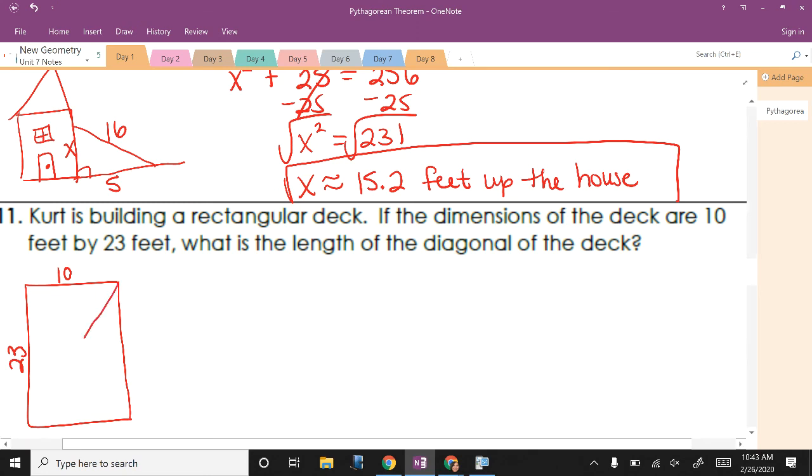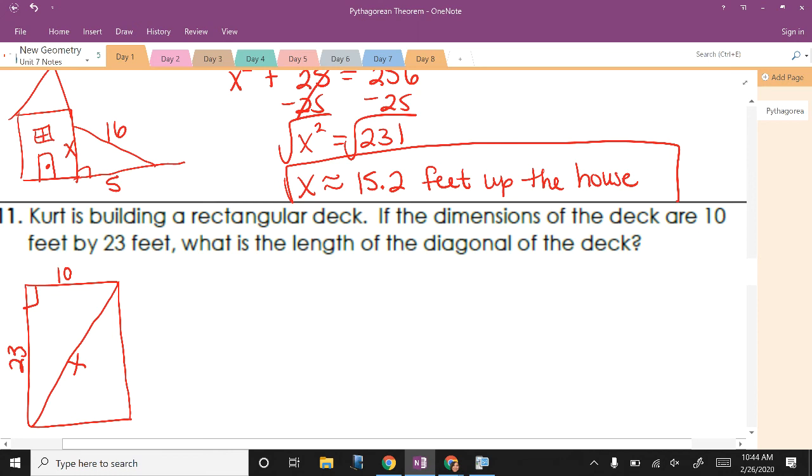From one corner to the opposite corner, right? And these are rectangles, so rectangles have 90-degree angles. So if I'm looking for the length of a diagonal, I'm looking for what of a right triangle? Hypotenuse. Yes, a diagonal of a rectangle will always be the hypotenuse. Y'all with me? So it should be longer than 23 feet, right?